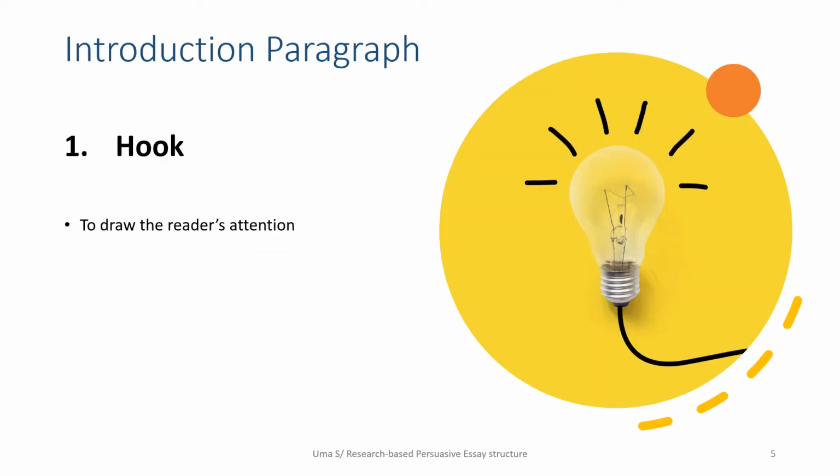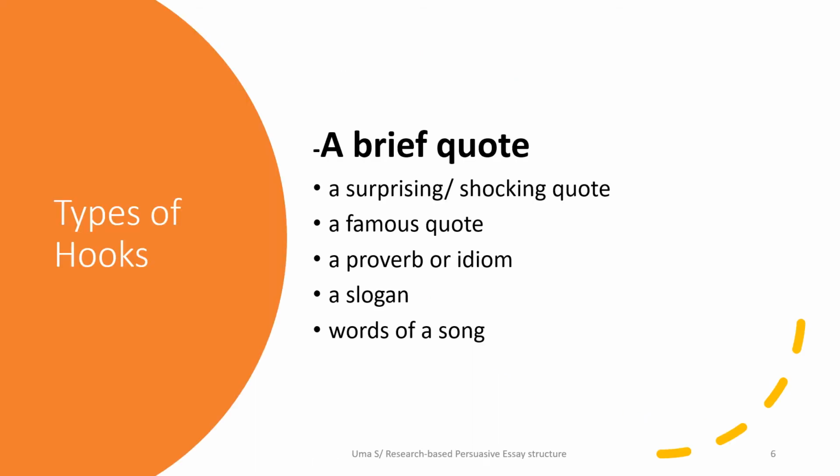The introduction paragraph of a research-based persuasive essay begins with a hook, something on the topic to get the reader interested in the essay. A hook can be a brief quotation, something surprising, or even shocking. It could also be a famous quotation. You could use a proverb or even an idiom such as, "The early bird catches the worm." A hook can also be a slogan from an advertisement, such as Nike's famous slogan, "Just do it." Or you could even use the words of a song.